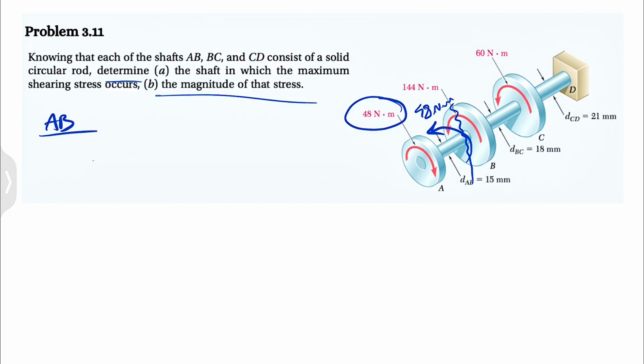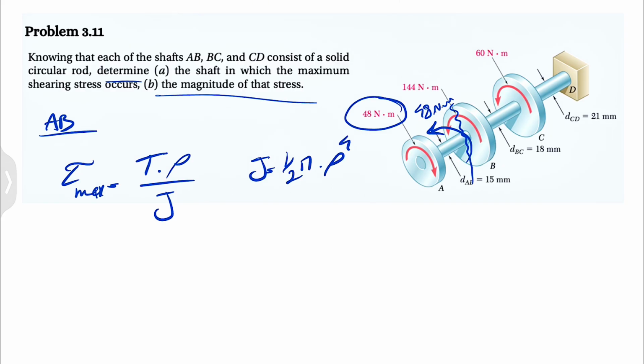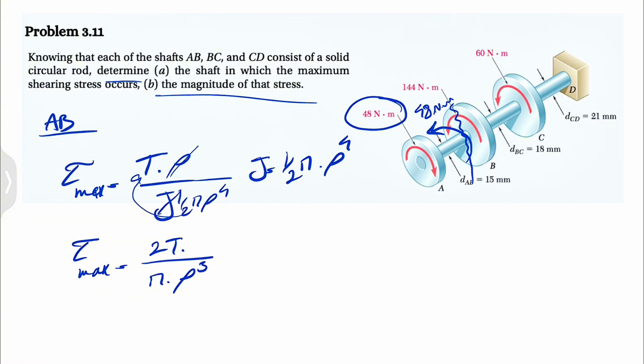For finding the maximum shearing stress, we have the elastic torsion formula. The maximum shearing stress is equal to torque times the radius of the shaft, which we can show with rho or c, over the moment of inertia. Since we are dealing with a solid disk, this is going to be 1/2 of pi times the radius, which we can show with rho, to the power of 4. If we put that in here, this formula can be simplified. We can cancel out the rho because we have 1/2 of pi rho to the 4, so the 2 goes to the numerator: 2T over pi times the radius to the power of 3.